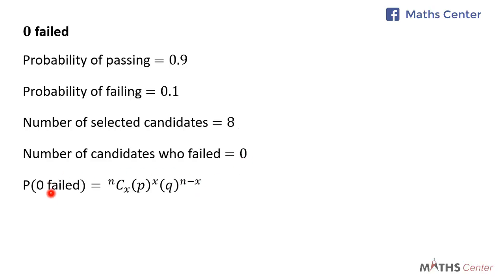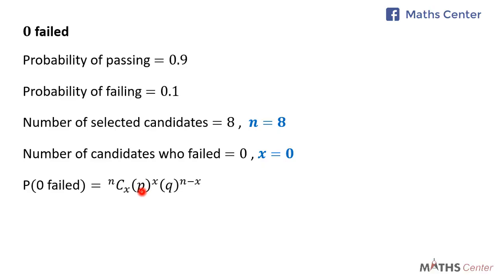We know that the probability that 0 candidates failed will be given by n combination x, p exponent x, q exponent n minus x. So we are going to find the values of n, x, p, and q so that we can substitute them here. N is the number of candidates that were selected, so n will be 8. X is the number of candidates who failed. Here, the number of candidates who failed is 0, so x will be 0. P is the probability of success.